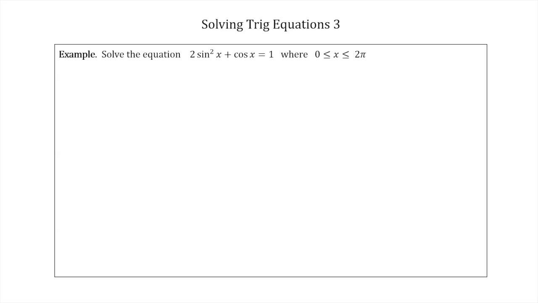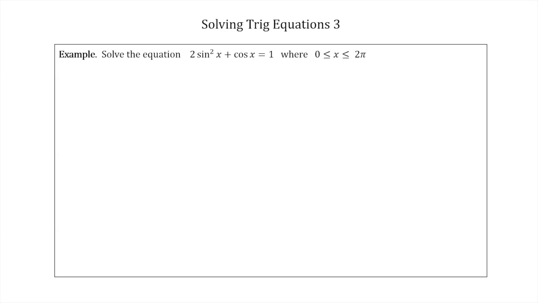Solve the equation 2 sine squared x plus cos x equals 1, where x is between 0 and 2 pi. We can assume we're going to give all our solutions in radians because our range for x is given in radians. When you first look at it, it looks a bit horrible. How are you going to find an x such that 2 sine squared x plus cos x equals 1? But it's actually not as bad as it looks.